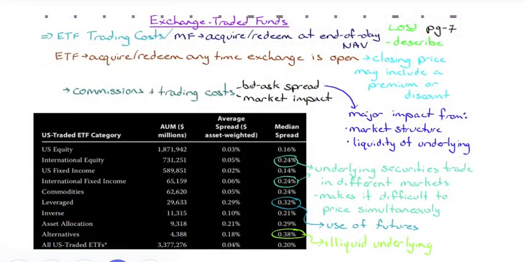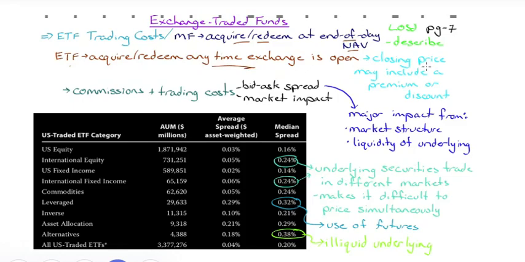LOS: describe factors affecting ETF bid-ask spreads, and this LOS is embedded into a larger discussion about ETF trading costs. You'll recall earlier we said that mutual funds acquire and redeem their shares or units at whatever the end of day net asset value is. For an ETF, we also saw that the authorized participants can engage in arbitrage to keep the ETF price very close to its net asset value. And they do this by either buying or selling ETF shares in a creation or redemption process, and they can do that anytime the exchange is open.